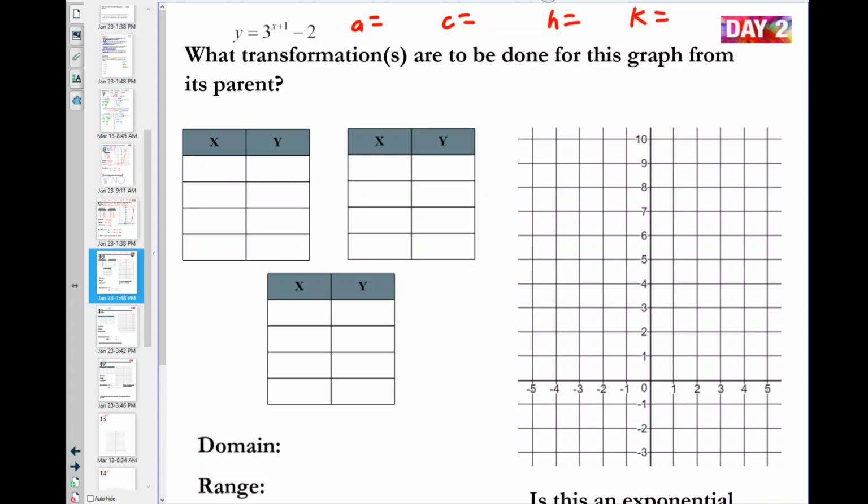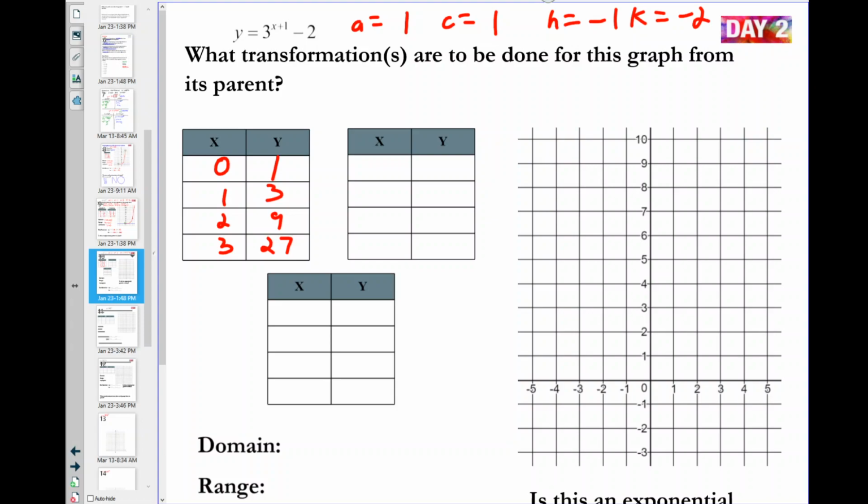Now this is also a base 3 growth, so at least the parent function is going to be the same. I can use (0, 1), (1, 3), (2, 9), and (3, 27). What's A? It is 1. What is C? It's still 1. In front of the x is a 1. What's H? Negative 1. Good. What's K? Negative 2. Well played.